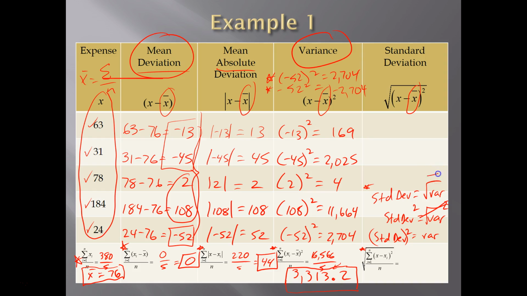So here's how you find standard deviation. Here's how you find variance. So if you know one, you should be able to easily find the other. Well, we know the variance. We just figured it out right here. So to get the standard deviation, just take the square root of 3,313.2. And when I take that square root, I get 57.56. Now there is some rounding involved, but it's approximately 57.56.